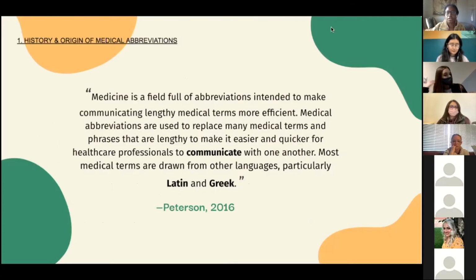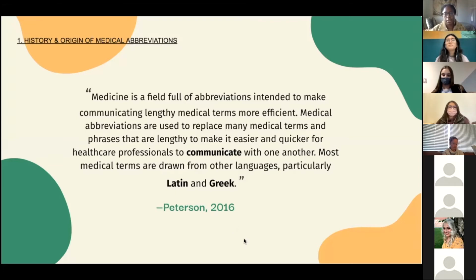So first, the history and origin of medical abbreviations. Medicine is a field of abbreviations intended to make communicating lengthy medical terms more efficient. They're used to replace many medical terms and phrases that are lengthy to make it easier and quicker for healthcare professionals to communicate with one another. Most medical terms are drawn from other languages, particularly Latin and Greek. This is from Peterson in 2016.